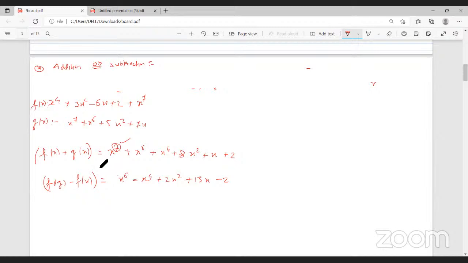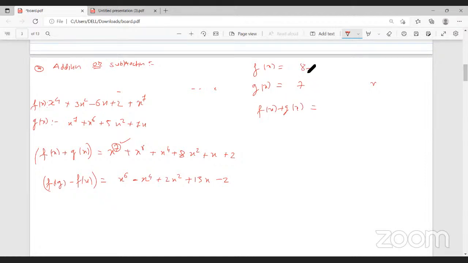Okay. So if I say the degree of f of x is 8 and the degree of g of x is 7, and if I ask the degree of f of x plus g of x, can you tell me? 8.